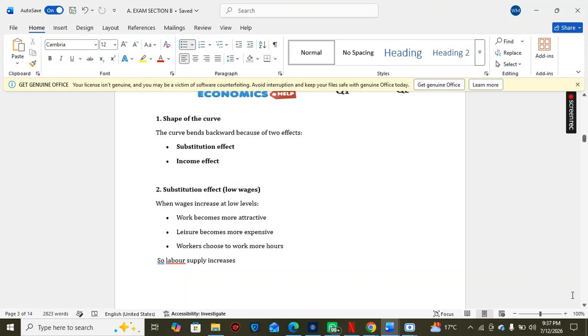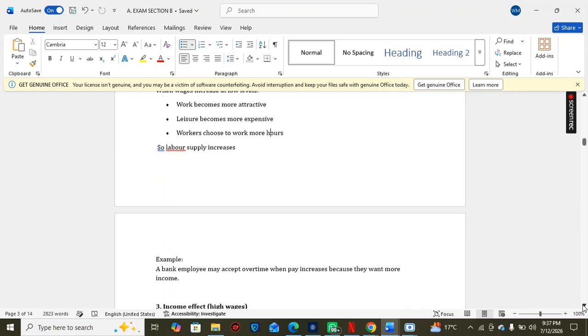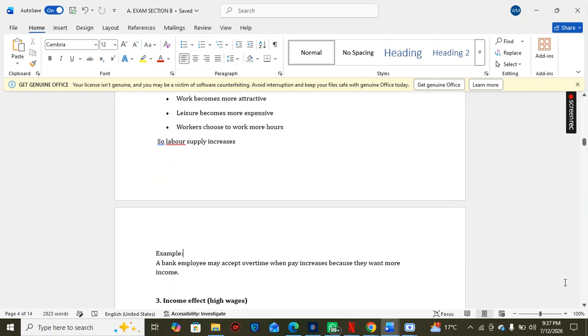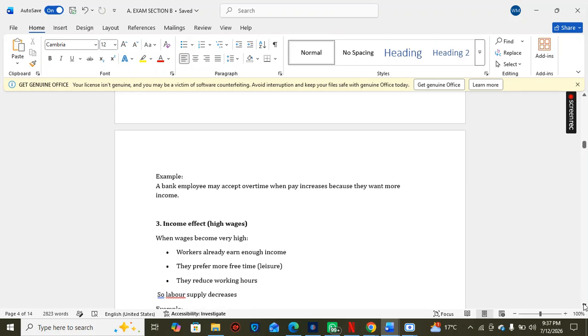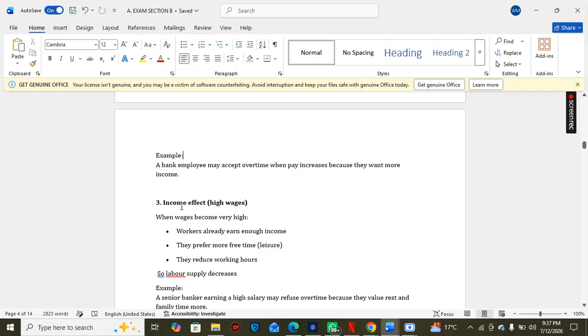But when you get promoted, and your wages now increase, you won't want to be putting in overtime, all right? You want to now rest. You want to start enjoying the fruits of your labor, okay? So income effect. When wages become very high, workers already earn enough income. They prefer more free time, leisure, so they reduce working hours.